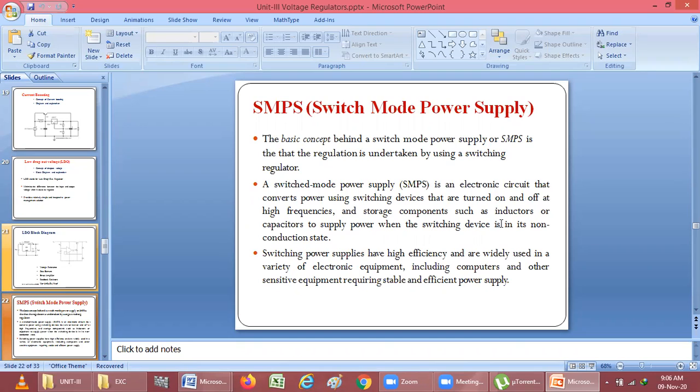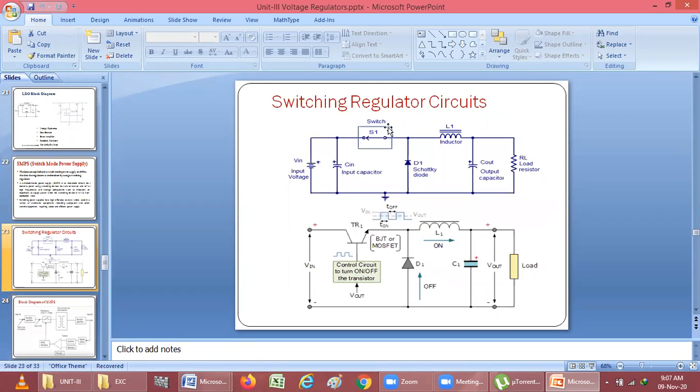Switching power supplies have higher efficiency and are used in a variety of electronic devices, including computers. If you see any electronic devices, most of them use a switching mechanism. It means we can regulate that device by using the switching mechanism, because these devices have higher efficiency. Other sensitive equipment requiring stable and efficient power supply will also use SMPS. So we have seen about this switch, which is nothing but SMPS, switch mode power supply. We can make that switch on or off.